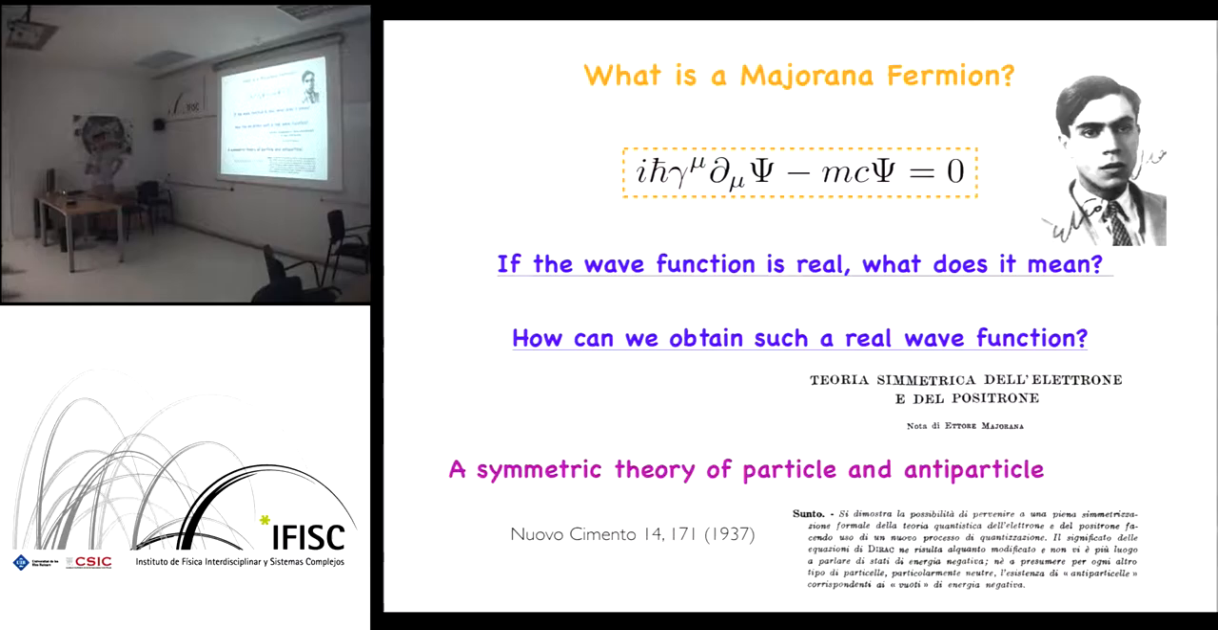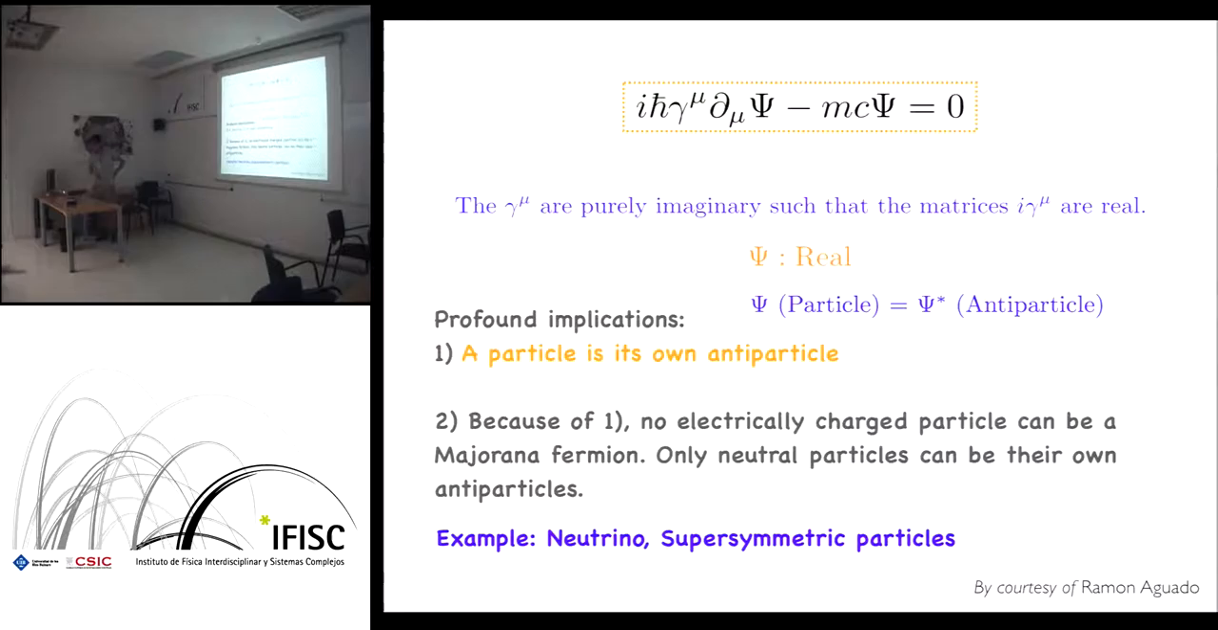So Majorana's theory is a symmetric theory of particle and antiparticle. It can be easily done. We can make the gamma matrices purely imaginary. Then i times gamma matrices are real. So the resulting wave function must be real. This means a particle is the same as its antiparticle. So because of this fact, no electrically charged particle can be a Majorana fermion. Only a neutral particle can be its own antiparticle. Examples include the neutrino, supersymmetric particles and other exotic particles.